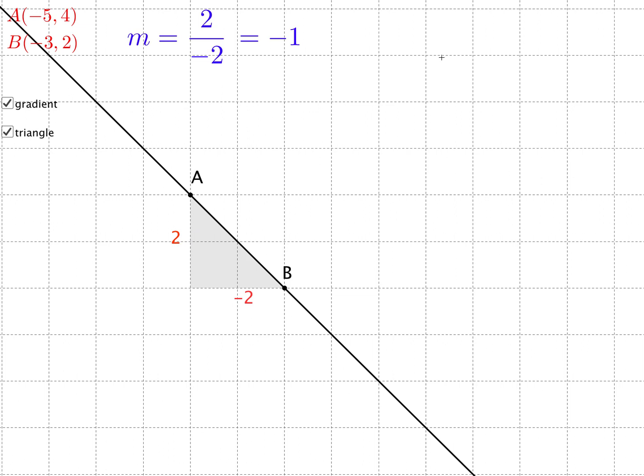So if a line goes up, the gradient is positive. If it goes down, it's negative. If the line is horizontal, the gradient is 0. And if the line is vertical, the gradient is undefined or infinite.